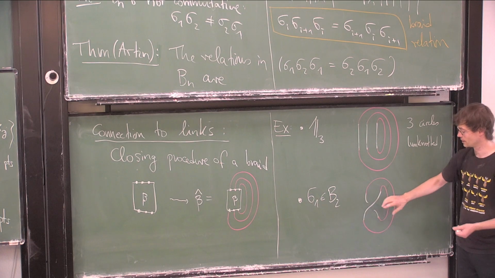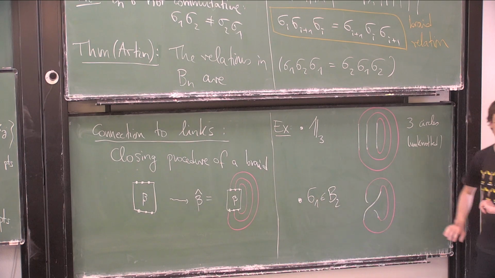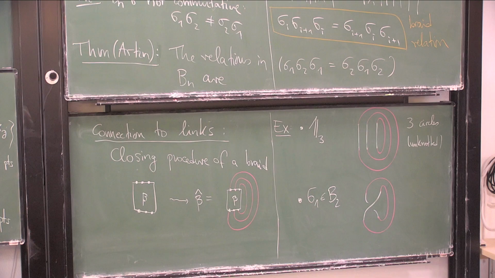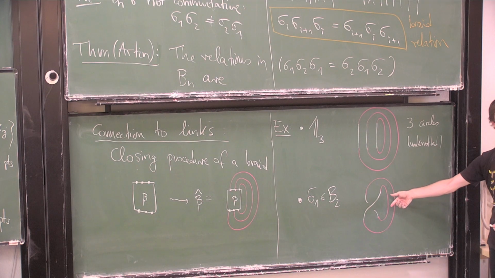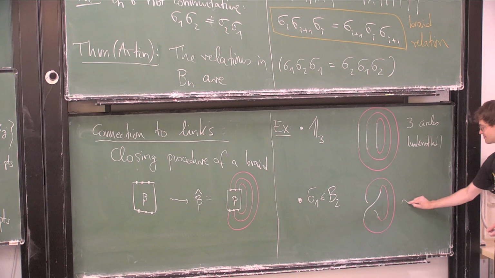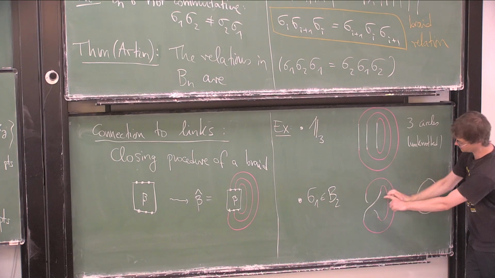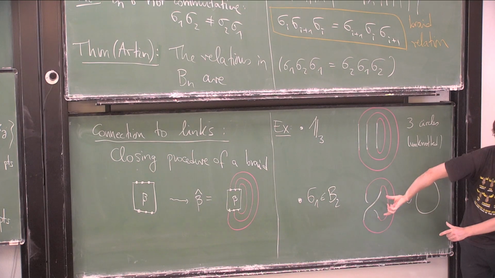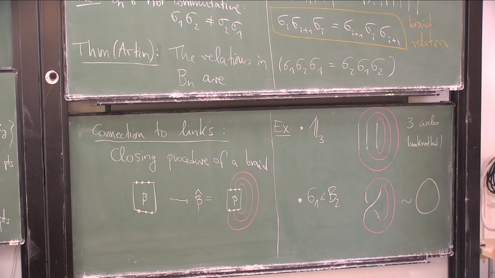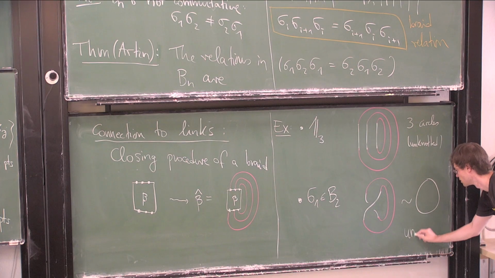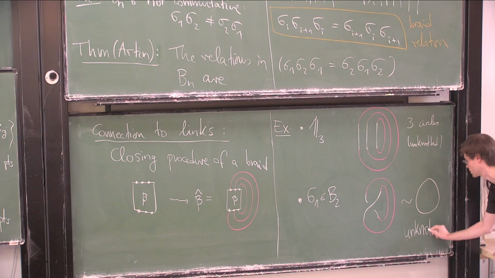But can you use isotopies in order to simplify the picture? It's just a circle. It's really just a circle because, if you really imagine it in front of you, you can somehow flip these two, and then, so this is really just what we call the unknot. It's like the simplest possible knot.